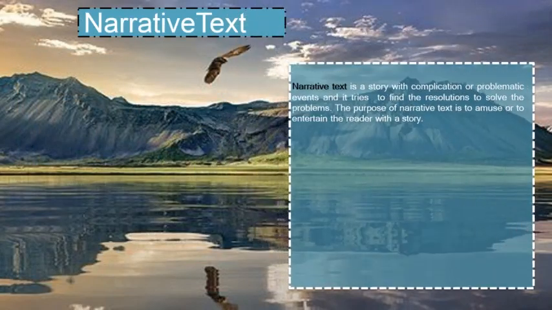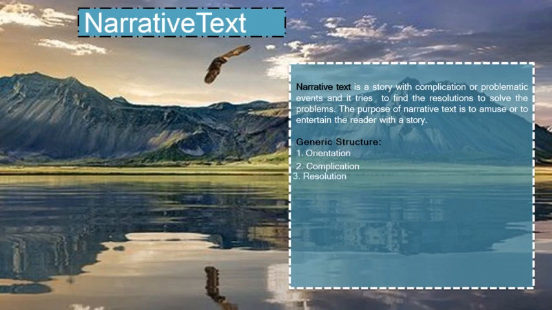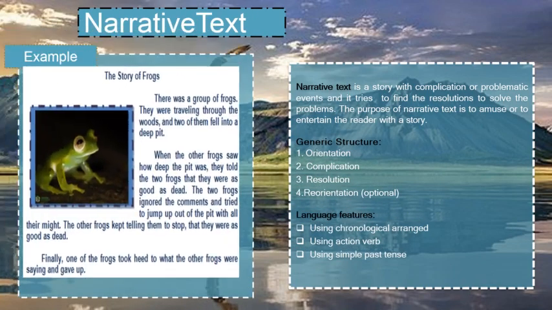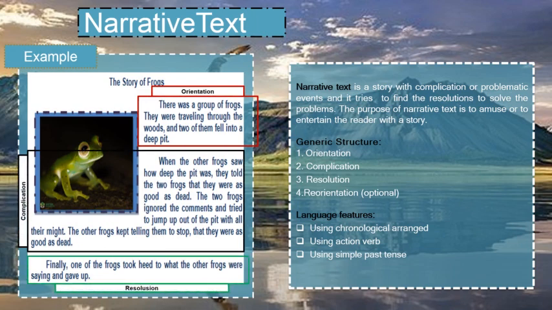Narrative text. Example, the story of frogs. Orientation, there was a group of frogs. They were traveling through the woods and two of them fell into a deep pit.